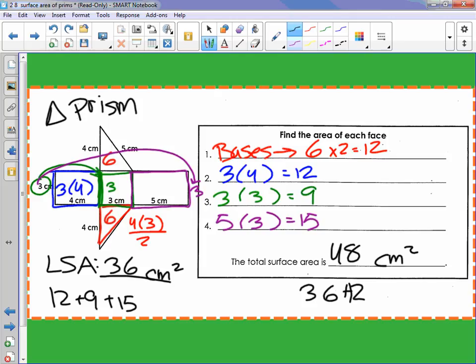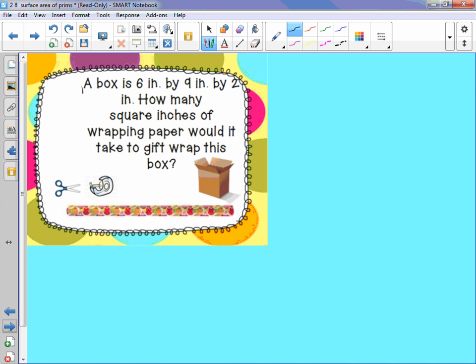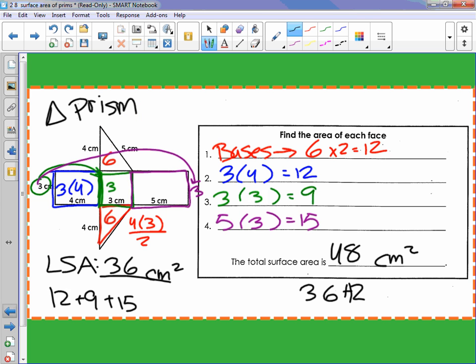Why is it 3 times? Right here. Because this is 3 and this is 3. Do you see that? Because if this is 3, that means that the whole height is 3 all the way across.